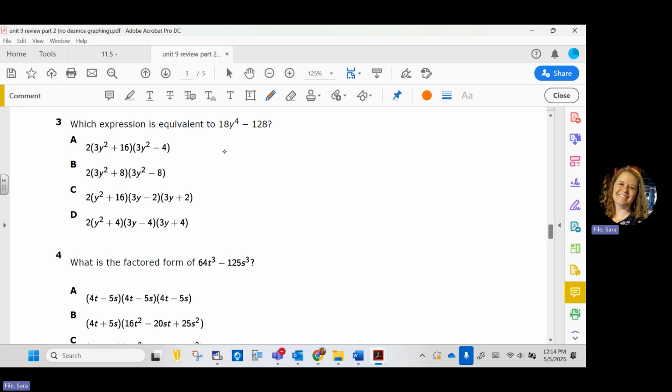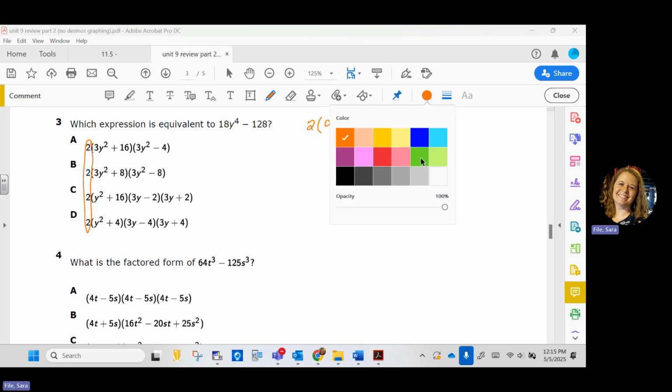And I actually could have seen that if I looked ahead here. You can see the GCF on all of your answer choices is 2. So 2 is the GCF that you're taking out. So then you'll be left with 9y to the 4th minus 64.